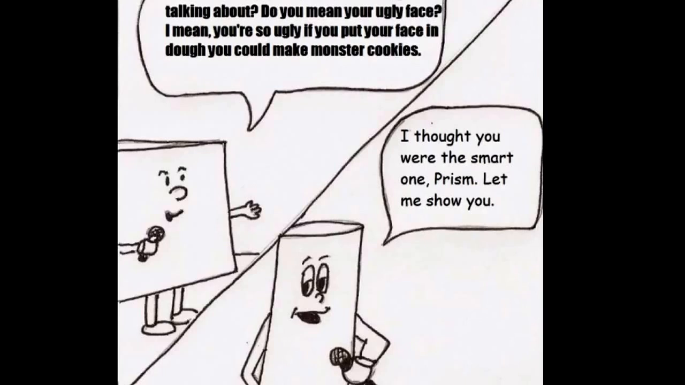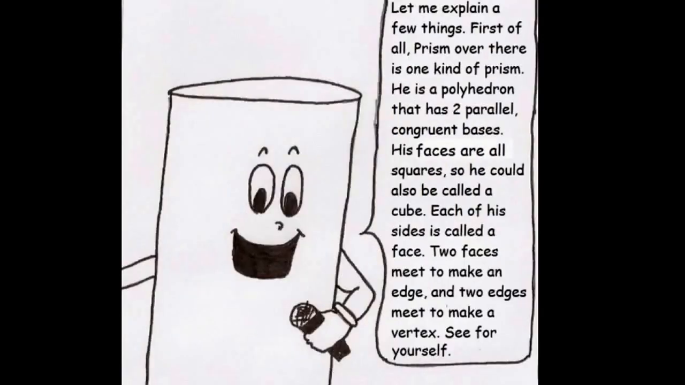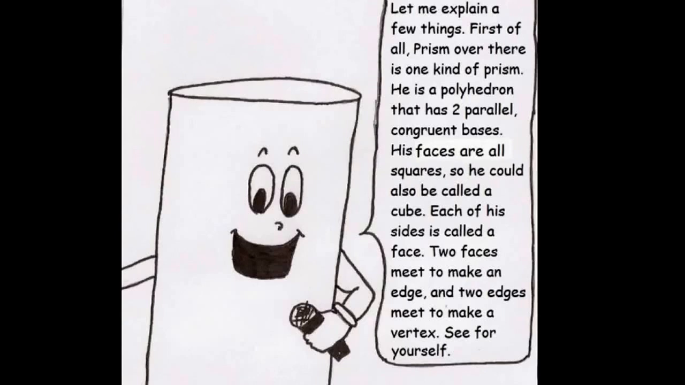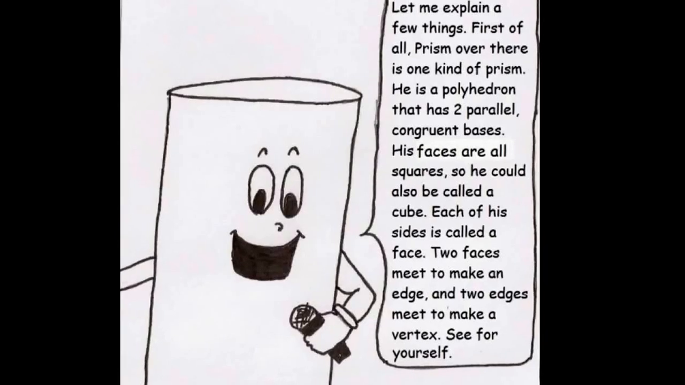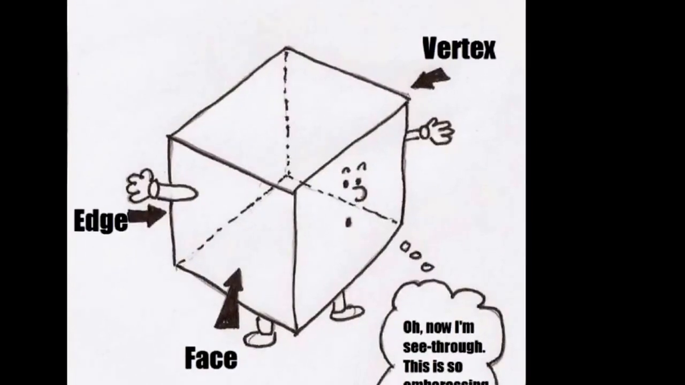Well, I thought you were the smart one, Prism. Let me show you. Let me explain a few things. First of all, Prism over there is just one kind of prism. He's a polyhedron that has two parallel congruent bases. His faces are all squares, so he could also be called a cube. Each of his sides is called a face. Two faces meet to make an edge, and two edges meet to make a vertex. See for yourself. Oh, so embarrassing for poor Prism.